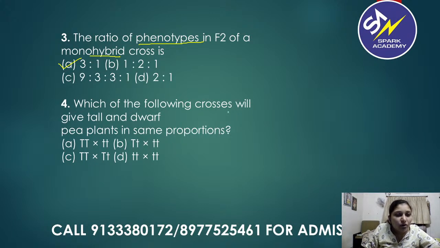Which of the following crosses will give tall and dwarf pea plants in the same proportion? The ratio is the same. Fourth question. I want all answers. Come on quickly, fast.